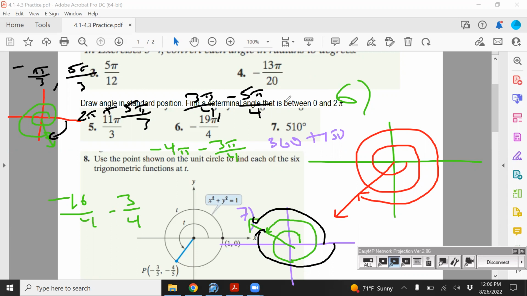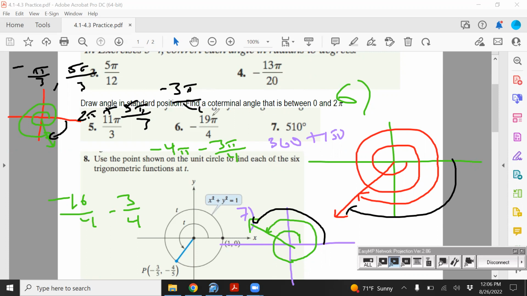Oh, oops, hold on. I messed up. Sorry, guys. I was looking at number 7. I totally messed that one up. What I meant to say for number 6, so I lied, I meant to say negative 3 pi over 4. Sorry. It didn't make any sense. And then 5 pi over 4. I got it reversed. My apologies.